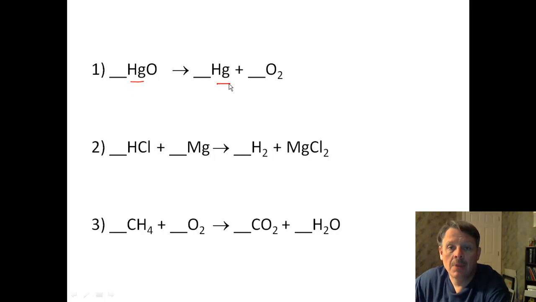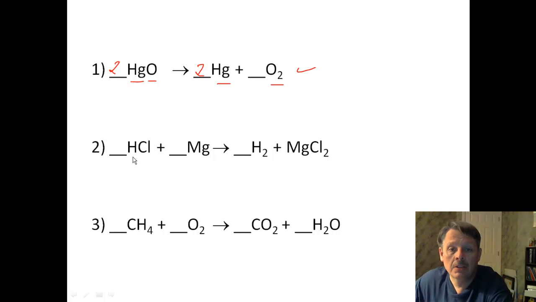So, I have mercury, I have 1 on both sides, so that balances. I have 1 oxygen on the left and 2 on the right, so to fix that I have to put a 2 in front of here. But the moment I do that, I just broke the mercury, so I have to put 2 mercuries here. So I now have 2 mercuries and 2 oxygens, so I am balanced. So I'm done with that one.